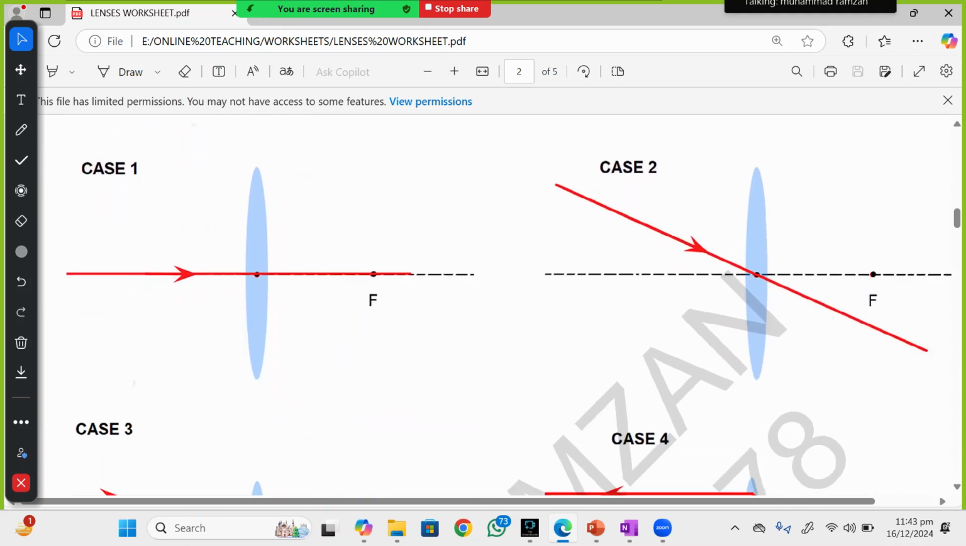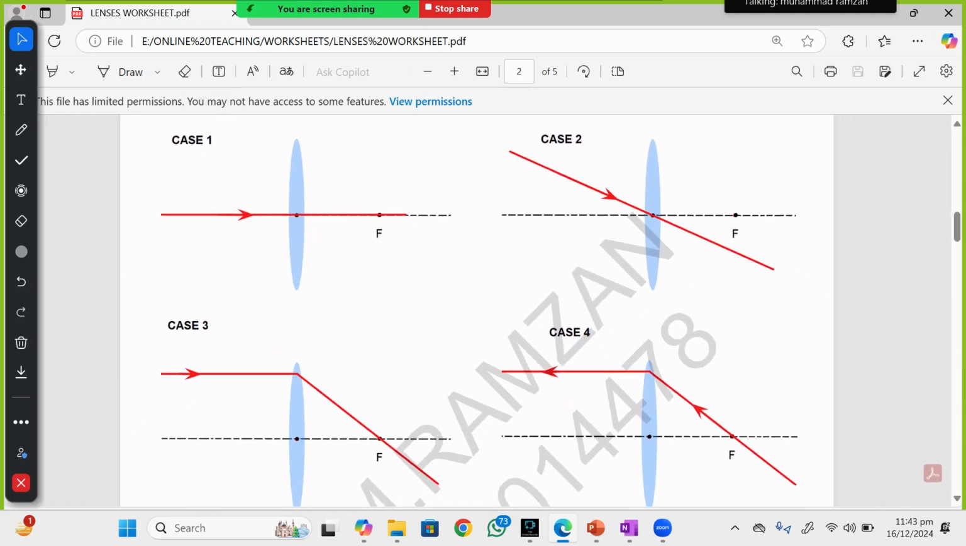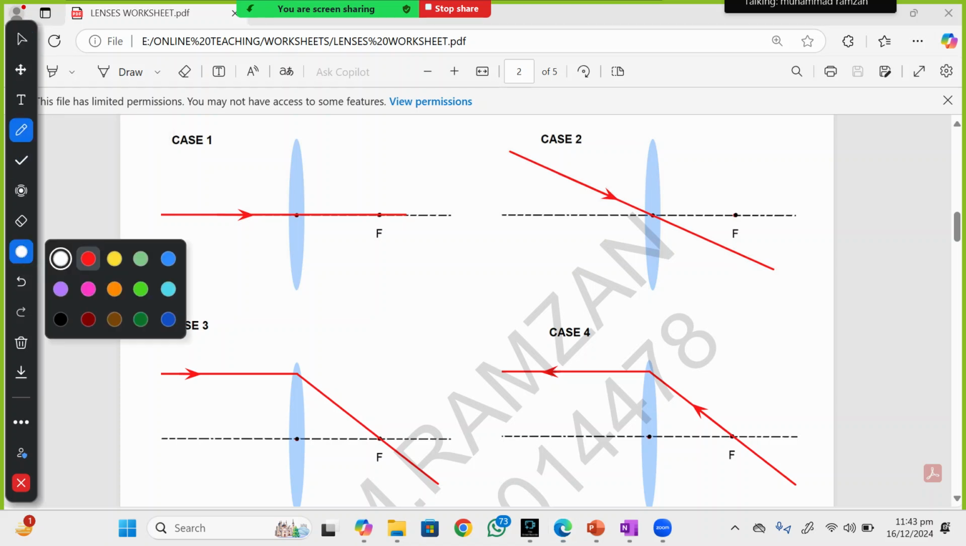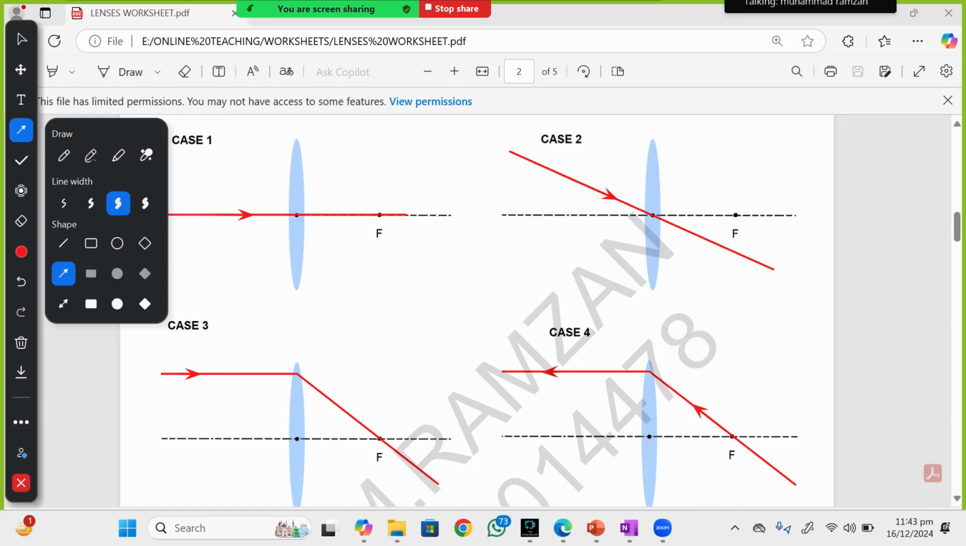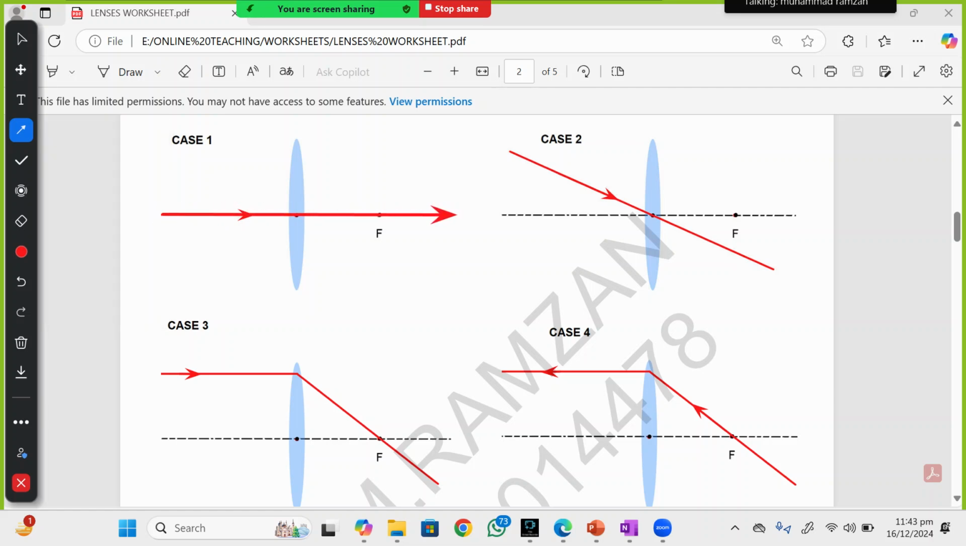For example, we have four important cases for the converging lens. When the light ray passes through the optical center, it will never bend. It would go straight, whether it is going horizontally or coming at a certain angle. The ray which is parallel to the principal axis would pass through the focal point. The ray which is passing through the focal point and striking the lens, the emergent ray coming out of the lens, would be parallel to the principal axis. So case number 3 and case number 4 are converse of each other, they are opposite to each other.